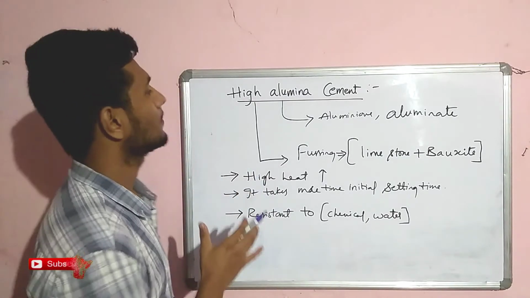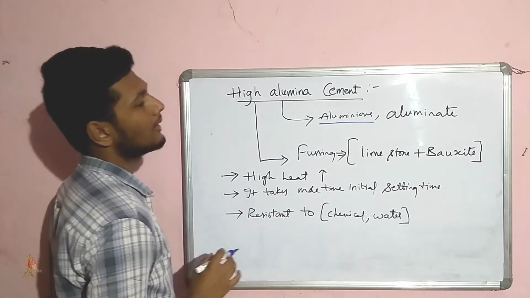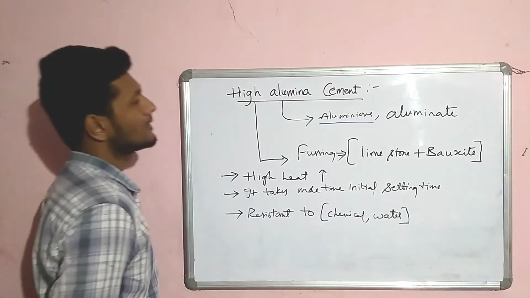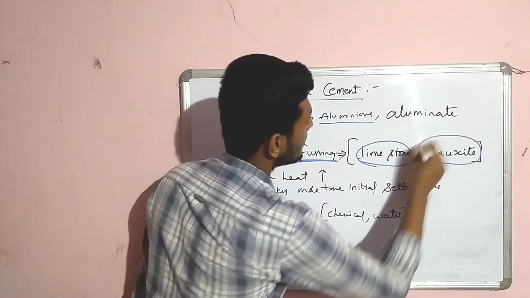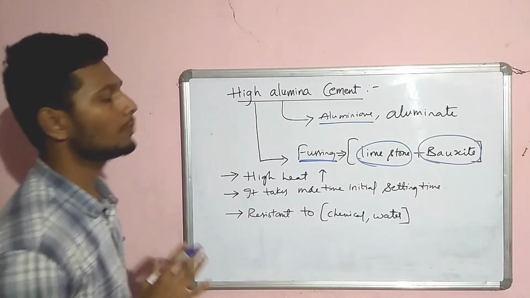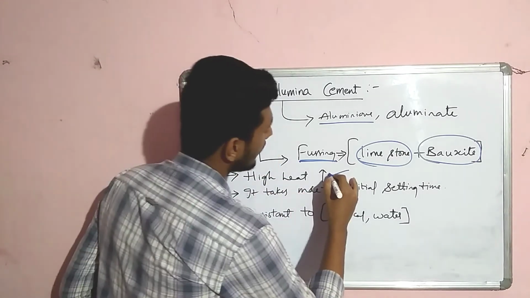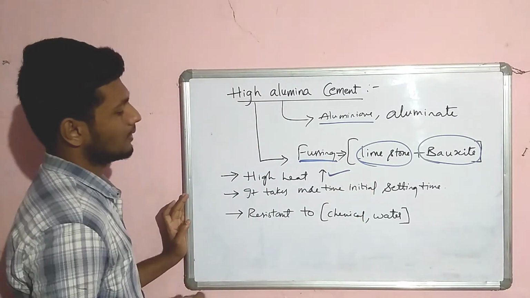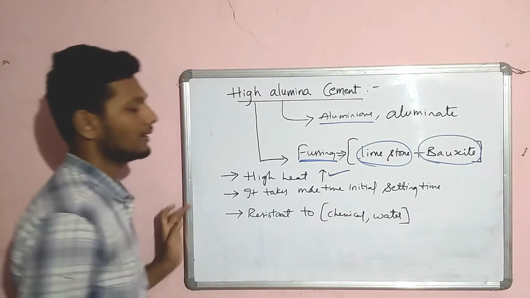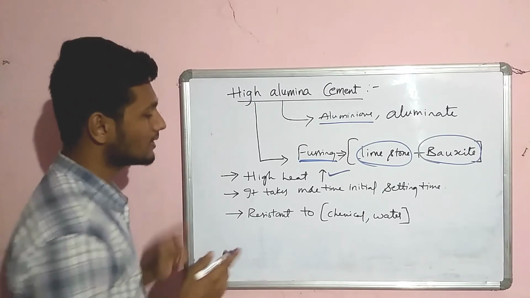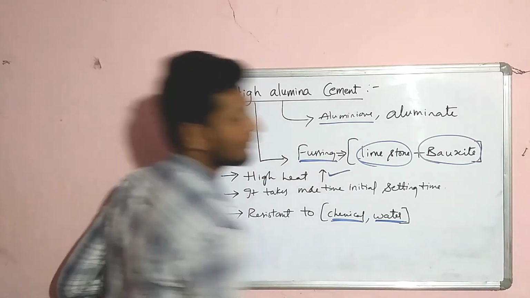High alumina cement. Generally, we can also call it aluminous cement and aluminate cement. It is produced by fusing limestone and bauxite, and we get the high alumina cement. By using the high alumina cement, heat of hydration also increases, and it takes more time for the initial setting time of the cement, and it is good resistant to chemical attack and water attack.